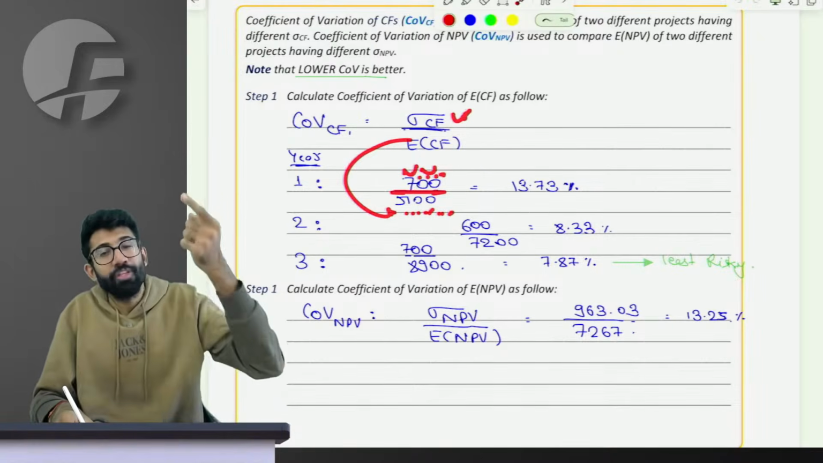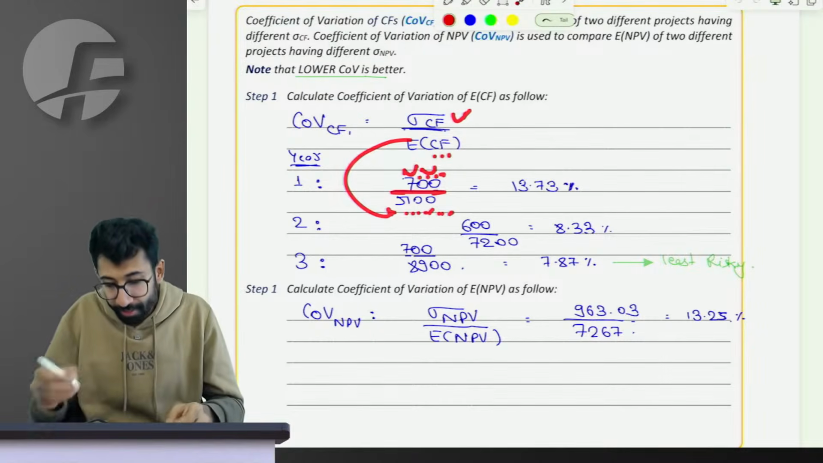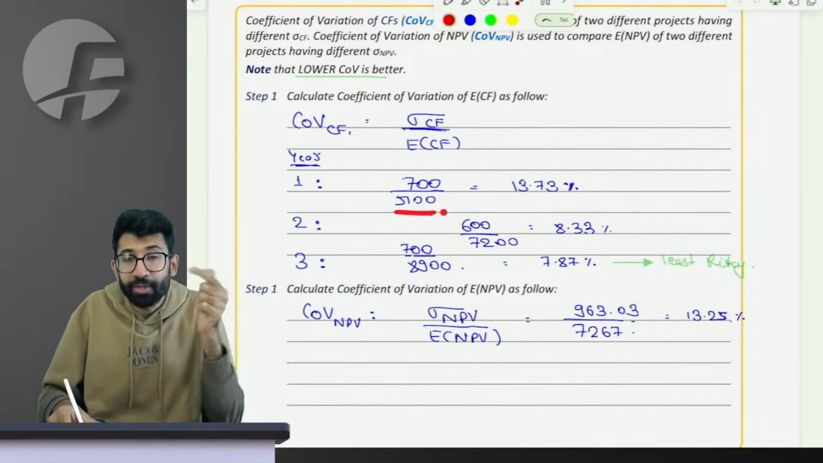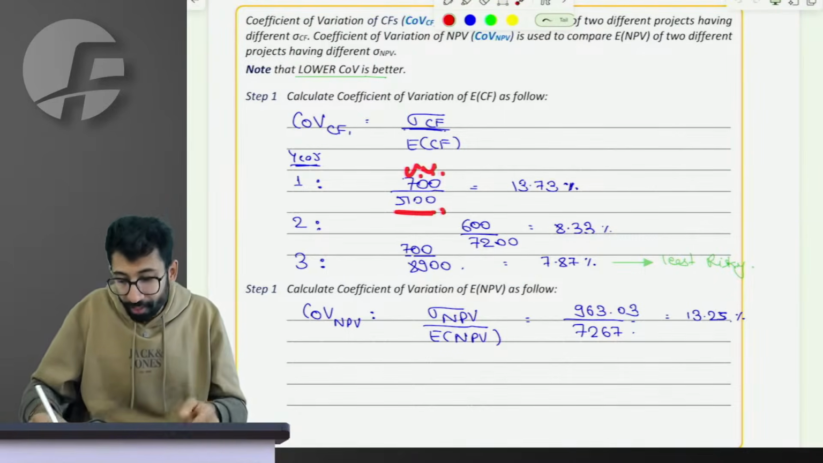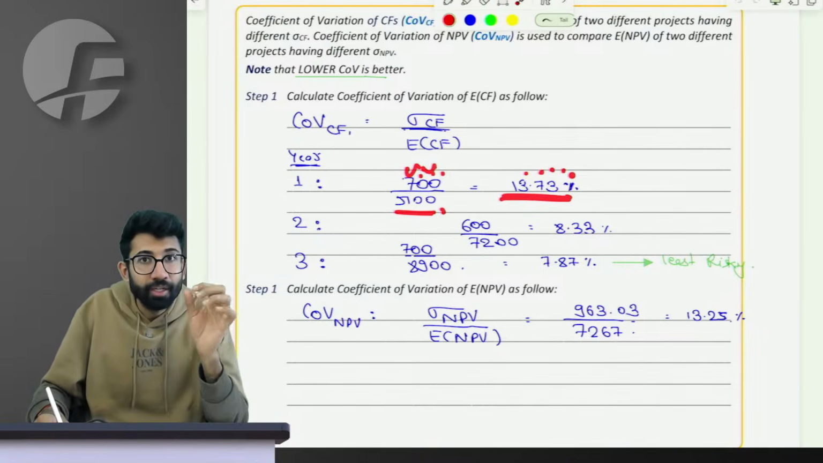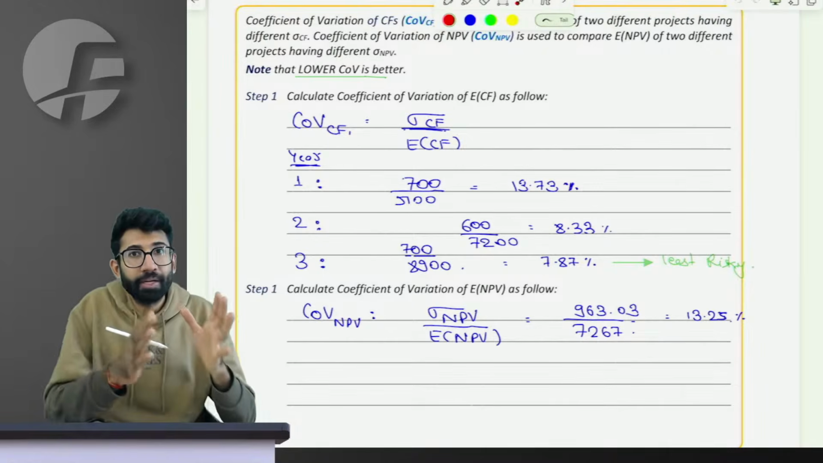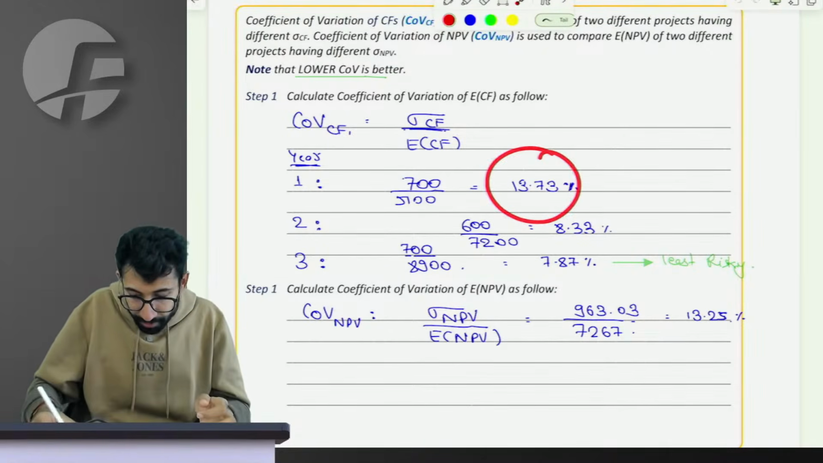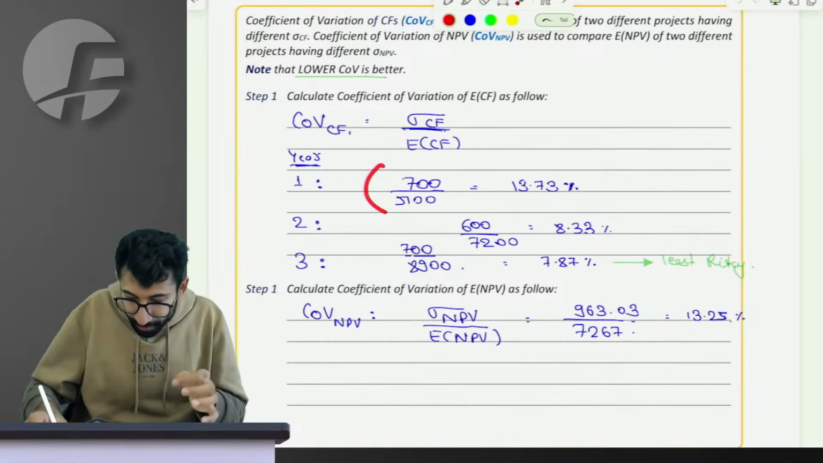The deviation of the cash flow in the numerator, the cash flow itself in the denominator, tells you that the 5100 that you are expected to earn is subject to a variation of 700 rupees, which means it is subject to 13.73% variation relative to its value. If I am expected to receive 100 rupees, it is subject to deviation by 13.73. The point is really simple.